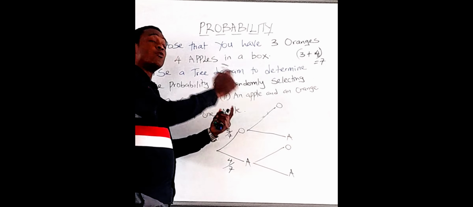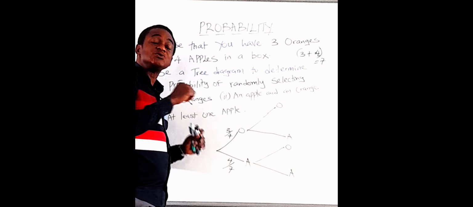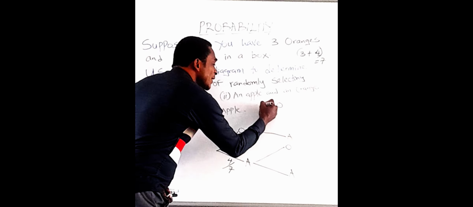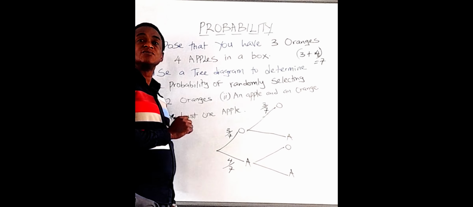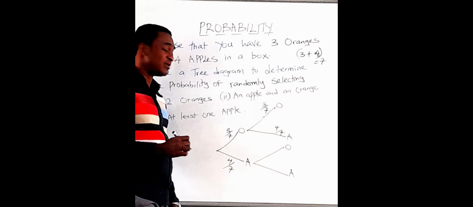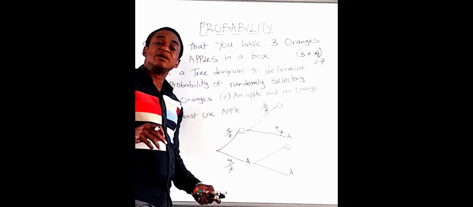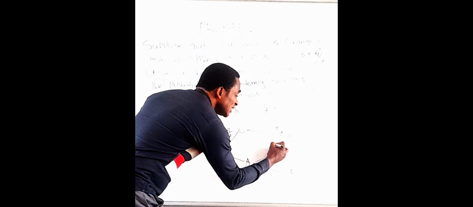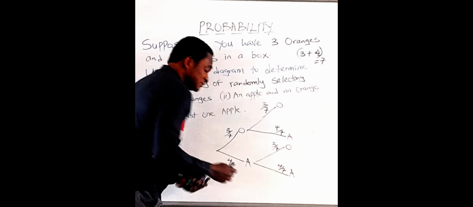Because it was replaced, we still have 7 items. If we take one and replace it, we still have 7 items, still 3 oranges, still 4 apples. So we still have 3 out of 7 oranges, and then 4 out of 7 apples. Here, if we chose an apple in the first place and placed it back, we still have 4 apples, 7 items in all. So we still have 3 oranges and 4 apples.